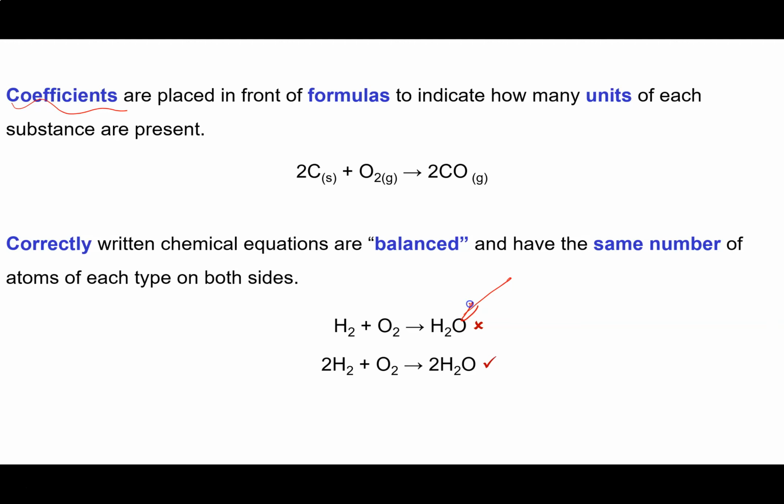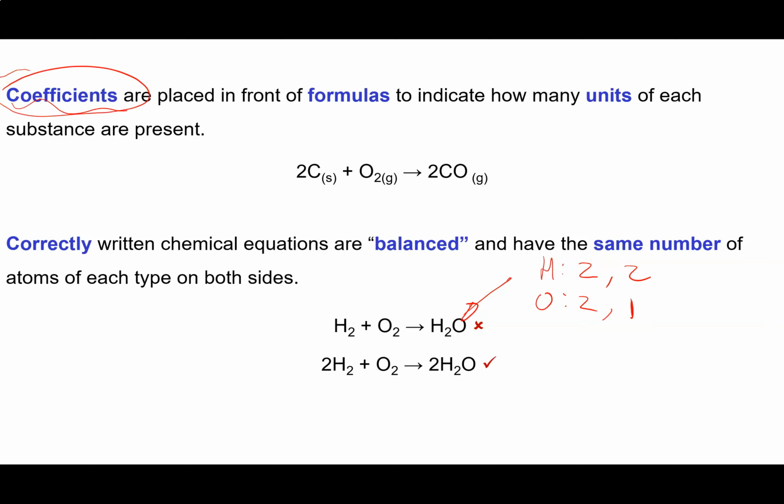So this first chemical equation here is not balanced because you can see that on the left we have 2 hydrogen atoms, on the right we have 2 hydrogen atoms, on the left we have 2 oxygen atoms, but on the right we have only 1. So we need to balance this chemical equation by adding one or more coefficients that are placed in front of the formulas.